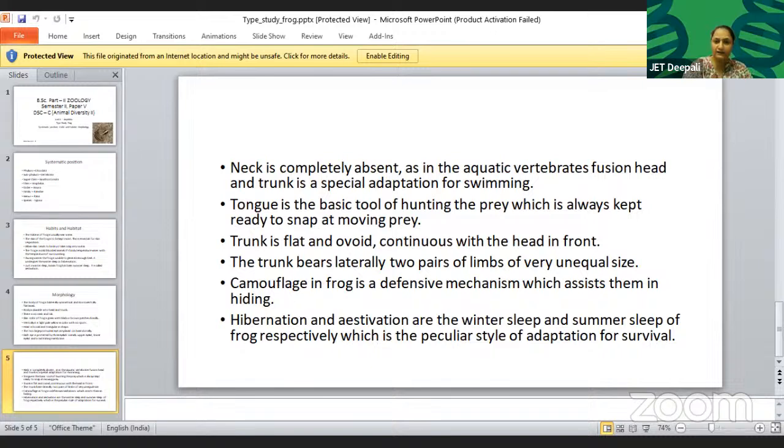Okay. Now morphology. See, this is their tongue part. You can see a little bit of ovoid. This is their head, and this is their protruding eyes. One is here and one is on the other lateral side. This is forelimb and this is hind limb. You can see the hind limbs are a little bit longer because they need this hind limb.